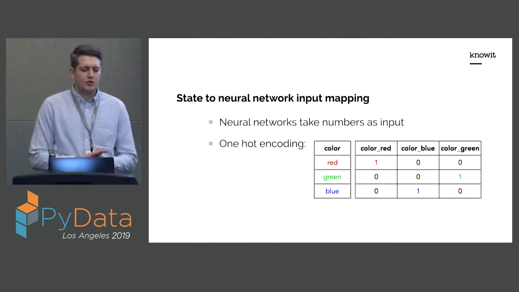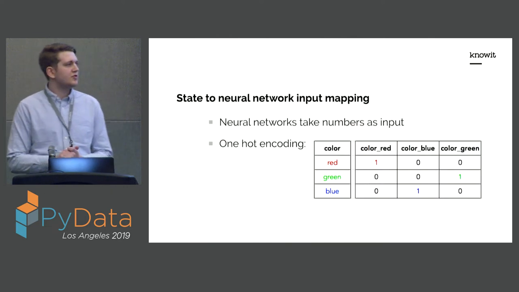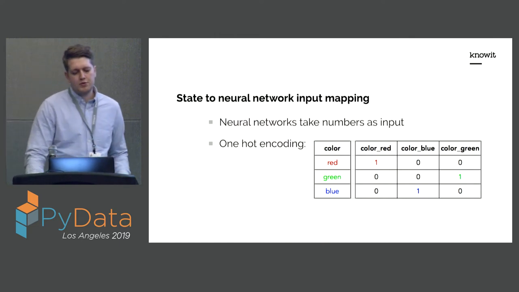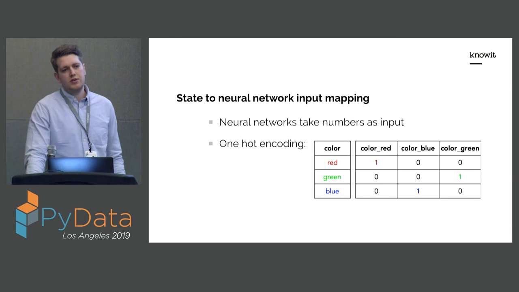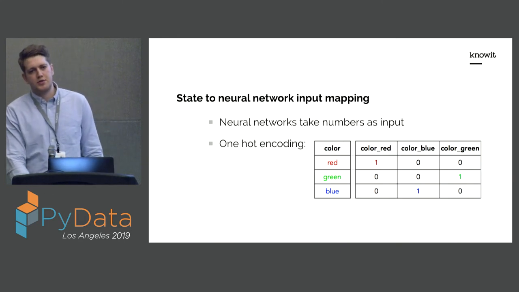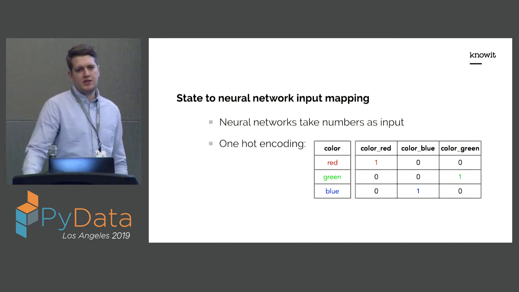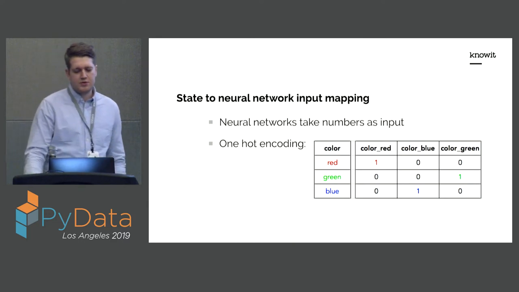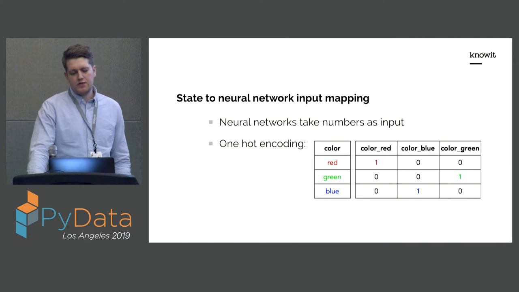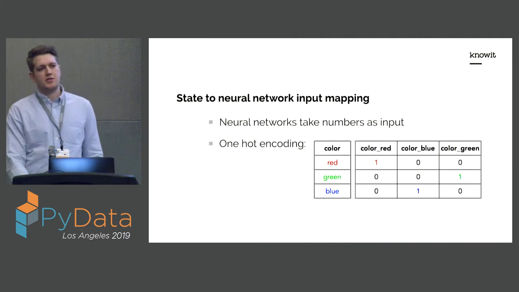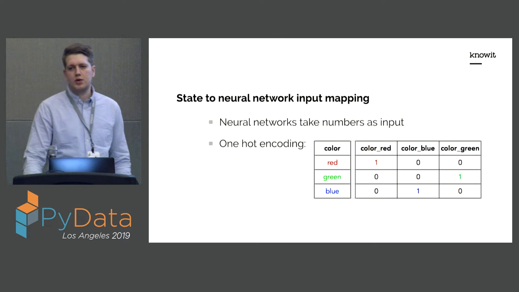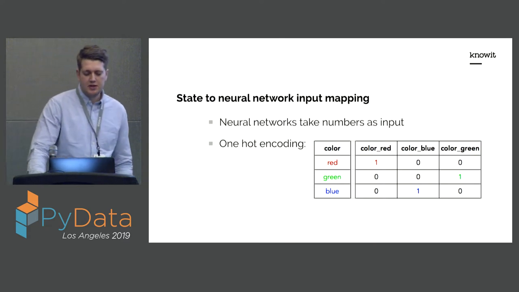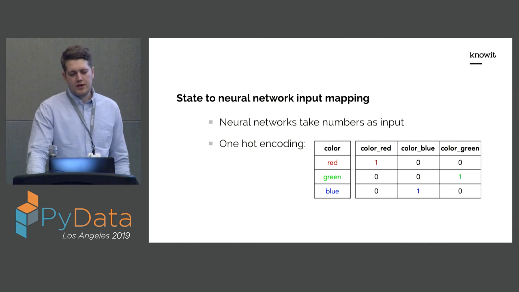Another thing you need to do, as I mentioned briefly, is to map the state into the input layer of the neural network, because neural networks don't take strings. They only use numbers. So you need to map a state to a number, or a vector of numbers, or an array. And for this, you can use one-hot encoding. How many of you guys are familiar with one-hot encoding? Okay, so almost everyone. I'm still going to explain it to those who don't know what it is.